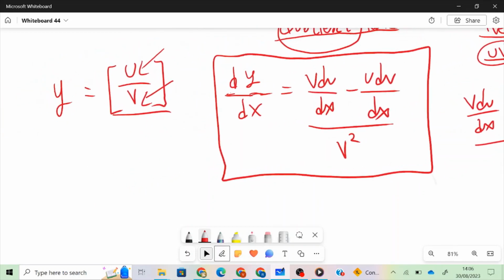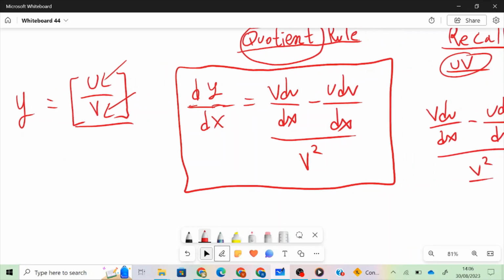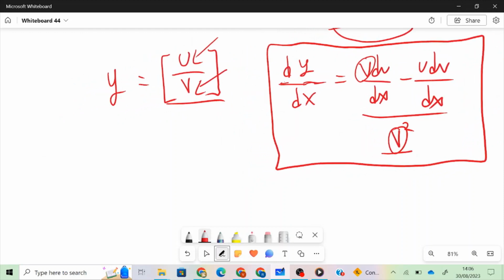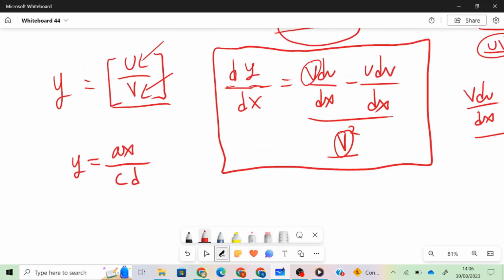The important thing to note is that in the quotient rule, the v in the v squared, and the v over here, is always going to be the denominator in the original equation. So suppose I have something like, for example, y is equal to ax all over cd, and if I want to apply the quotient rule, my u will be the numerator, which in this case is ax, and my v will be the denominator, which in this case is cd.